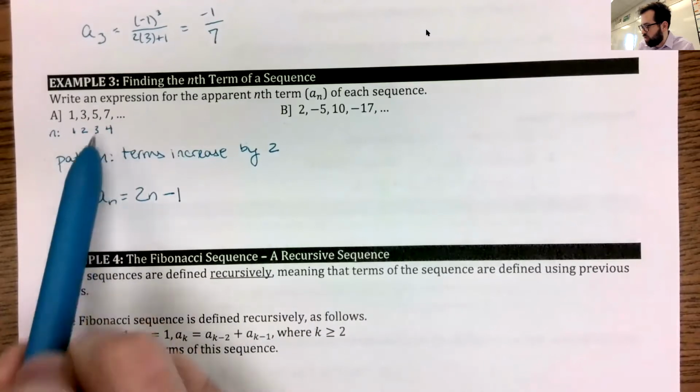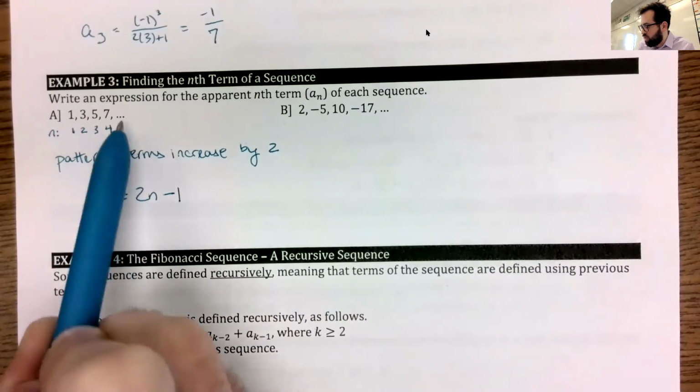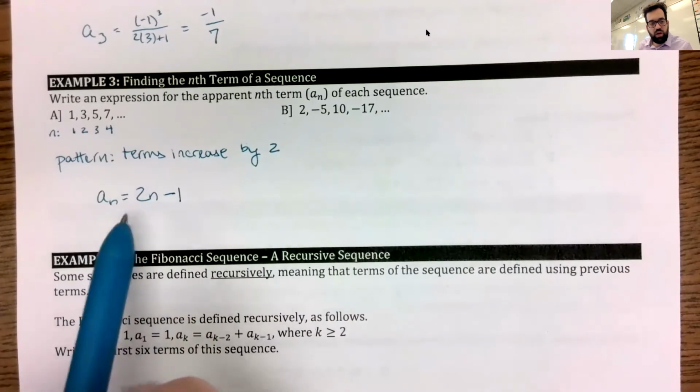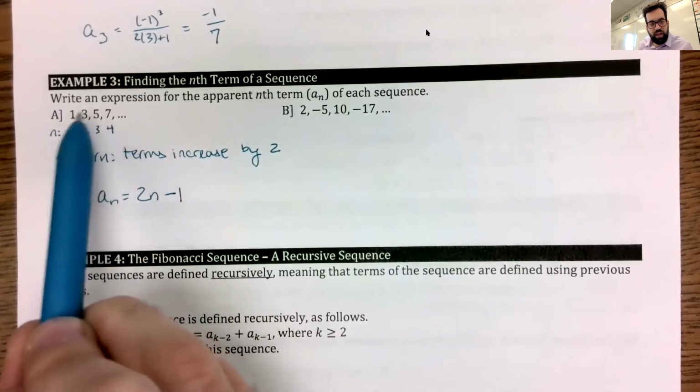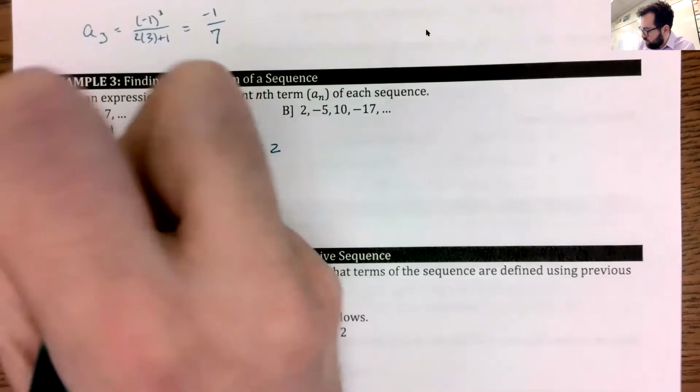So let's check it with the fourth term. 2 times 4 is 8, minus 1 is 7. And that's going to work forever, right? Because we double n and then subtract 1 to get the odd number.